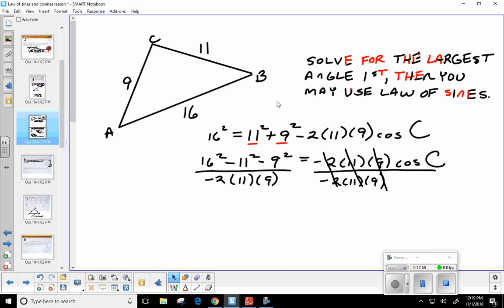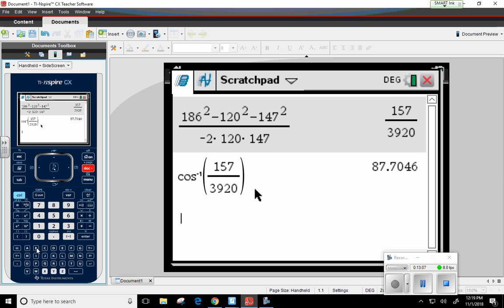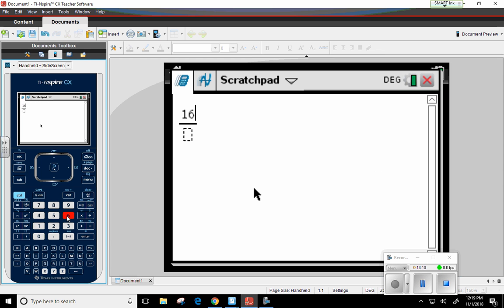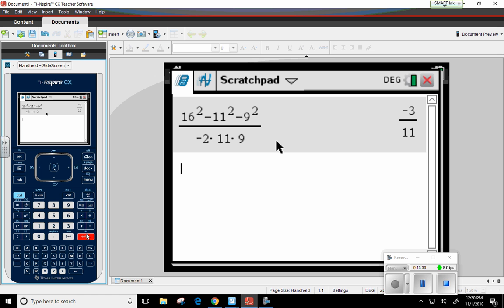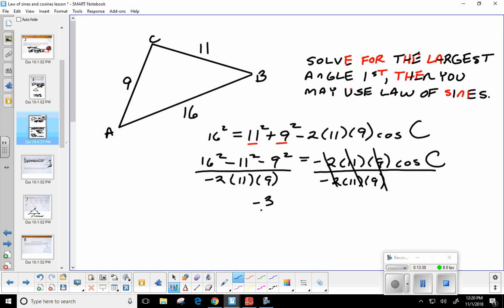So now let's just plug it in the calculator. From here, the calculator is going to take over for us. So let's see. Document B. Control divide, we started with 16 squared minus 11 squared minus 9 squared, and then we're going to divide it by negative 2 times 11 times 9. For this, I'm getting negative 3 over 11. Is that what everybody's getting? Now remember, this is what cosine of C equals. Negative 3 over 11.